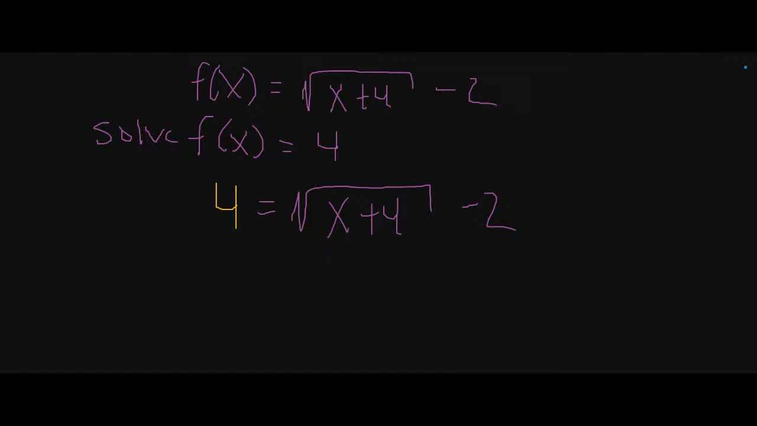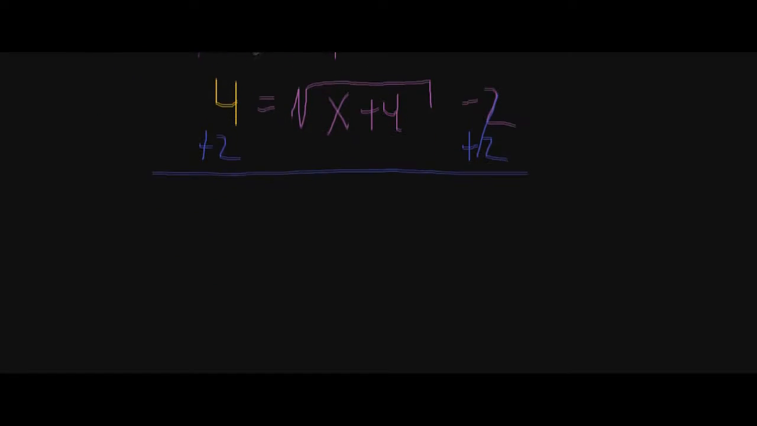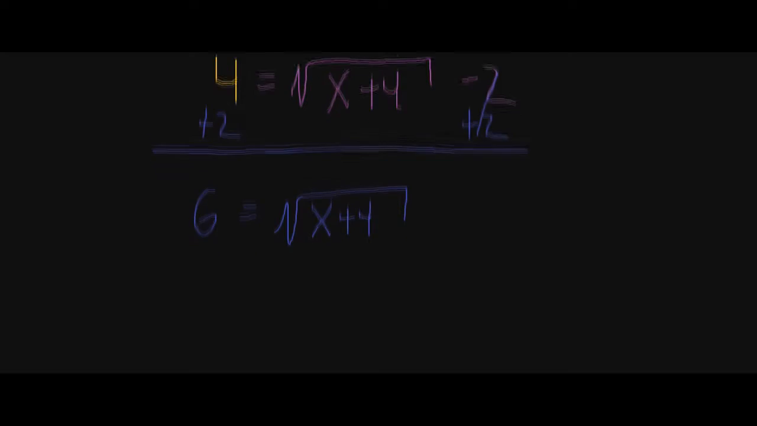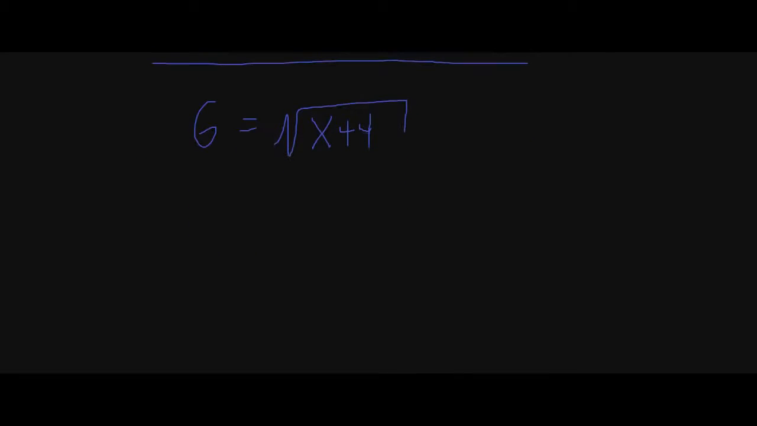So what do we do to get rid of the minus 2? I want to undo any addition or subtraction. Well, we add 2 to both sides. We're going to get that 6 is equal to the square root of x plus 4. Now at this point here, I feel like a lot of us kind of got stumped. We were unsure what to do.